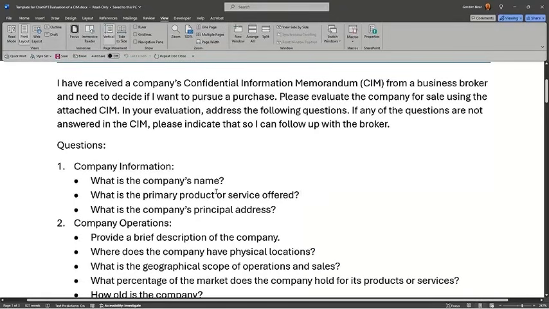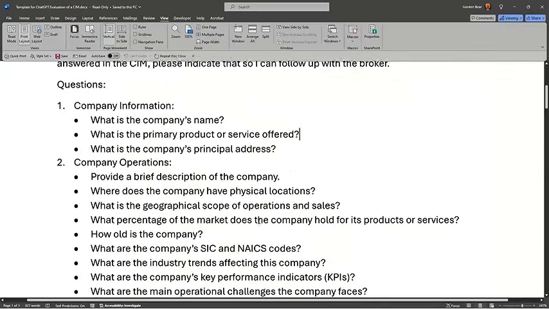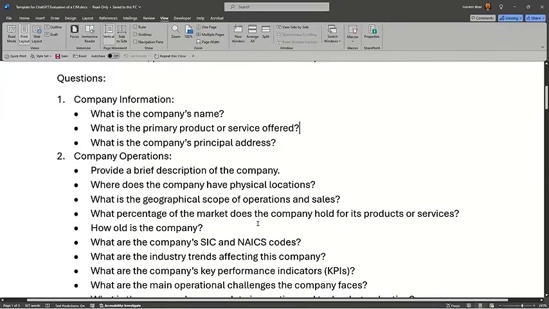So, what is the company's name? Right now, that'll answer. It'll be right at the top. What is the primary product or service offered? What is the company's principal address? Okay, so that'll be right at the top of the printout that we're going to get from ChatGPT. Those answers. All right. Then company operations. Provide a brief description of the company. Having read that whole CIM, it will understand this company, what it does, how it works, all of that financial information. It'll have all of that ready to prepare these answers for you.